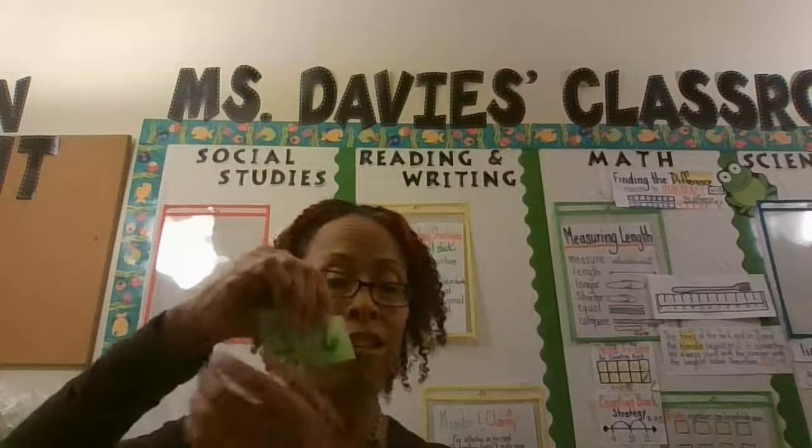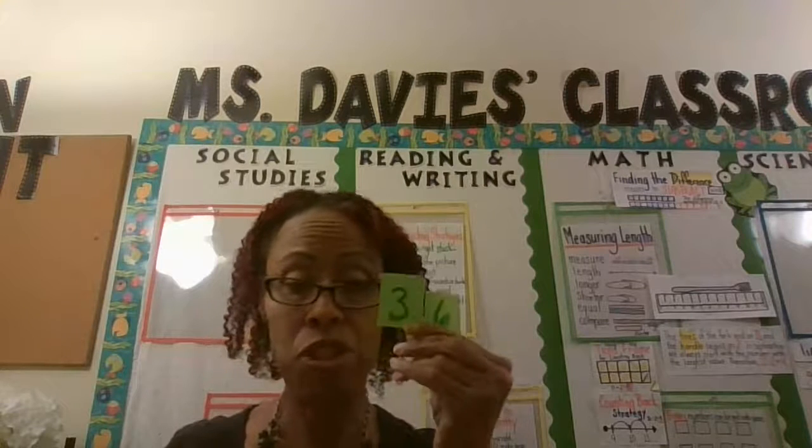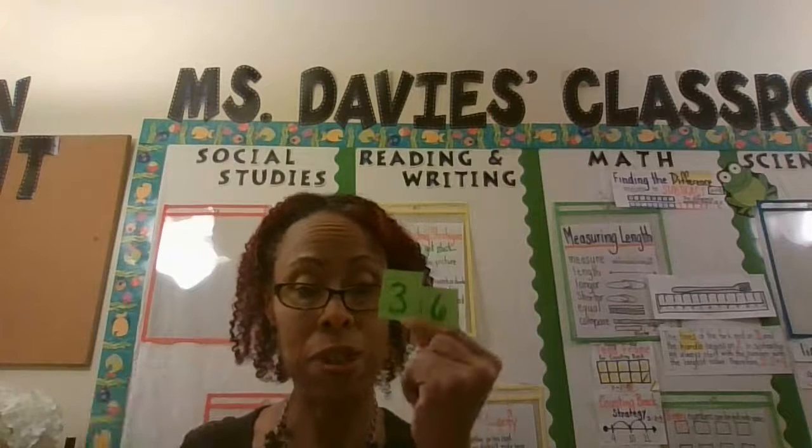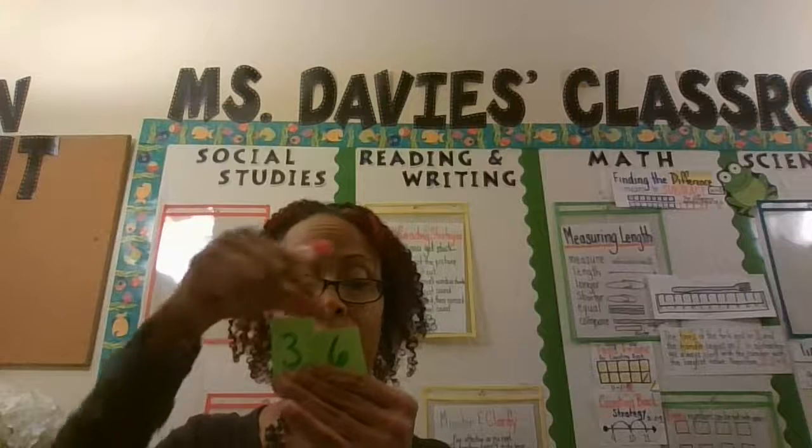All right, so I'm going to write on my board, which I'll show to you momentarily. I'm going to write the two digits. Digits are another way of saying numbers. So my two digits are 3 and 6. What's the largest number that we can make using these two digits?